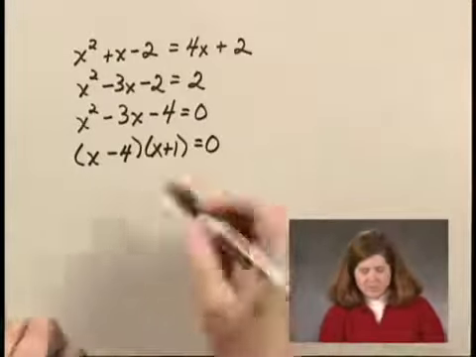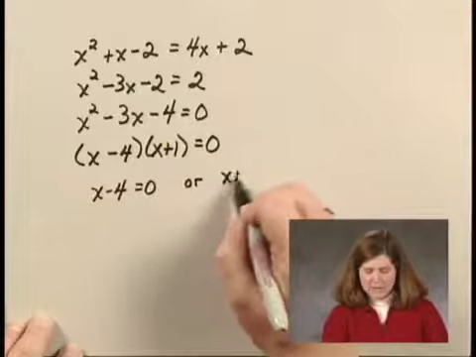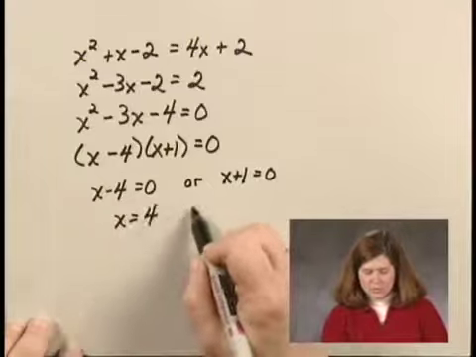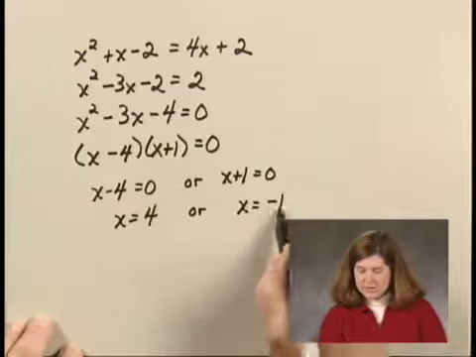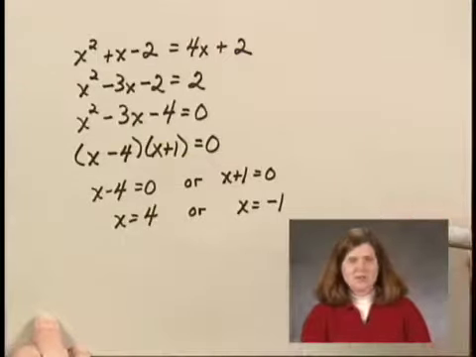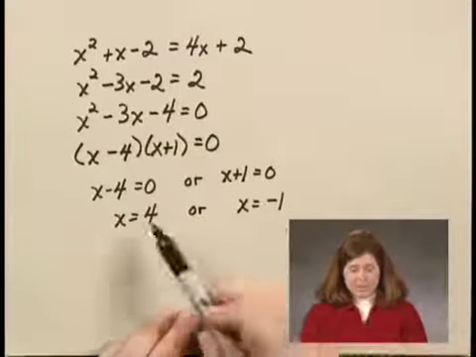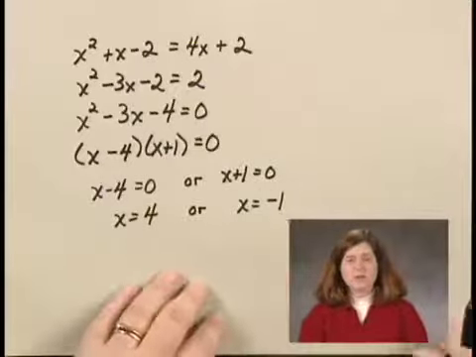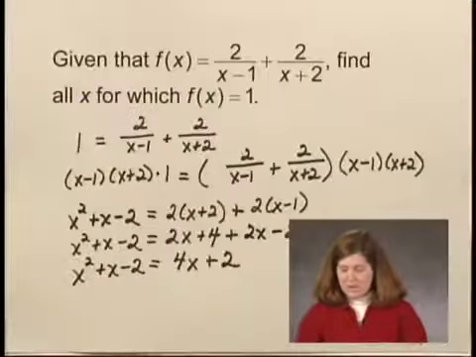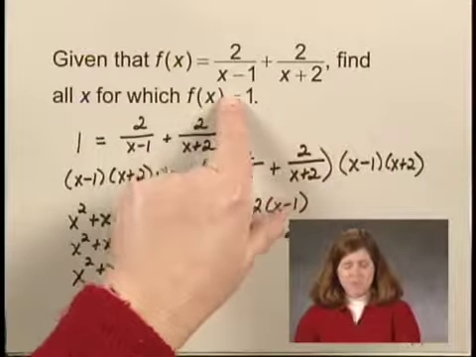And I set each factor equal to 0. I have x minus 4 equals 0, or x plus 1 equals 0, x equals 4, or x equals negative 1. Now it's essential whenever I clear fractions that I check my answers. The thing that's the most essential to check is that neither of these numbers, 4 or negative 1, make a denominator 0. Looking back at my original function, neither 4 nor negative 1 make a denominator 0. So that's not a problem.